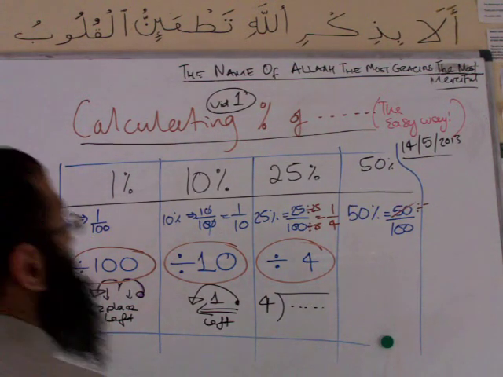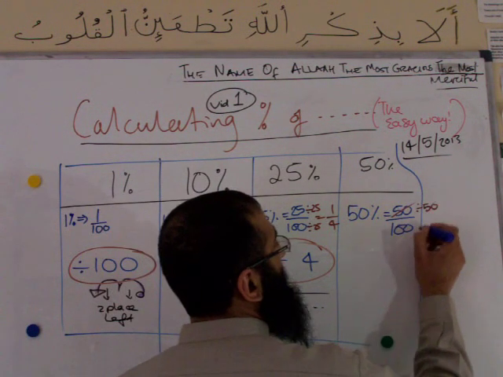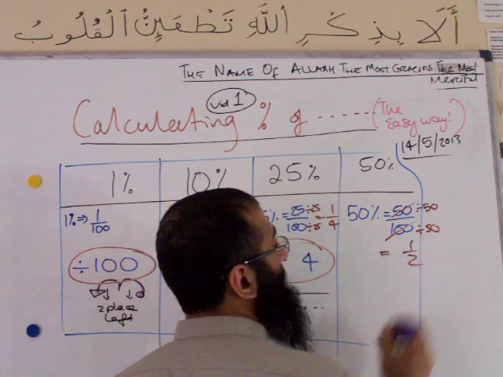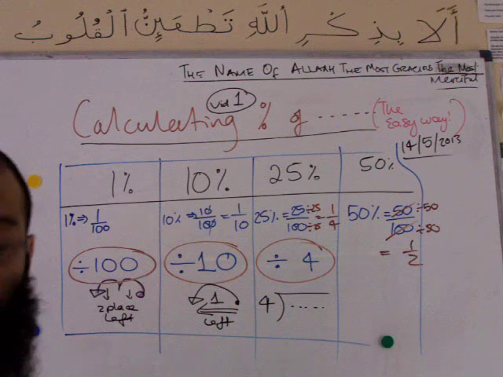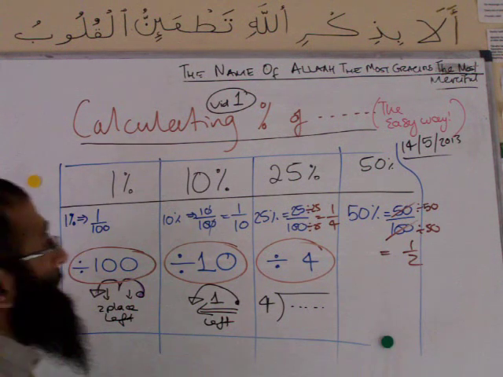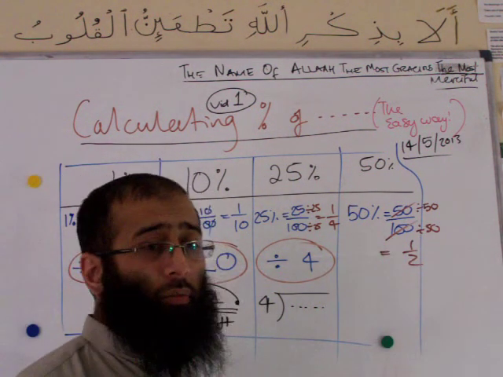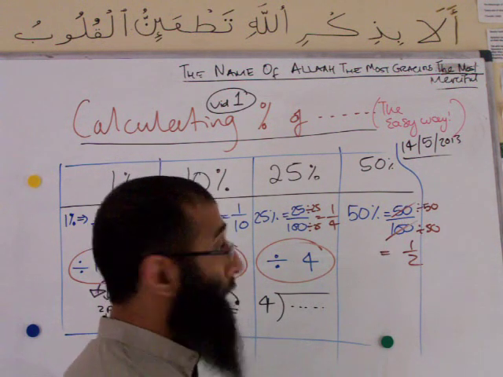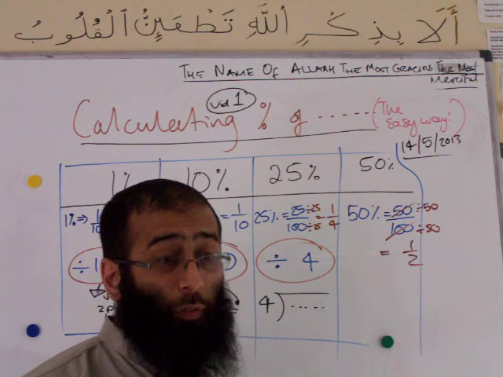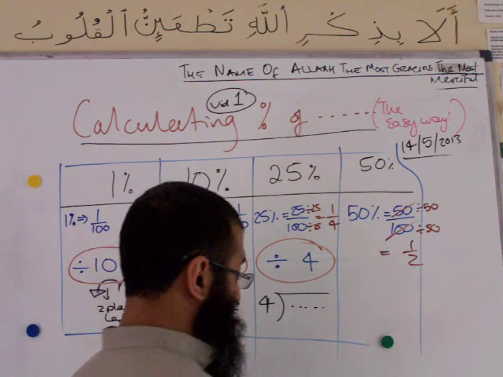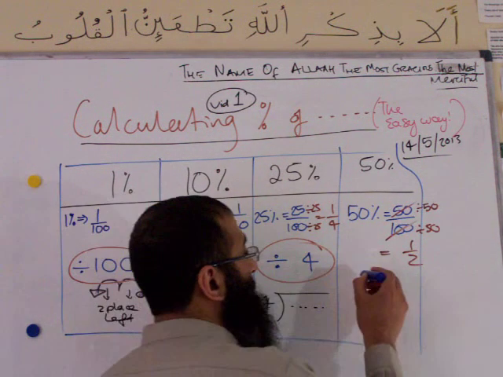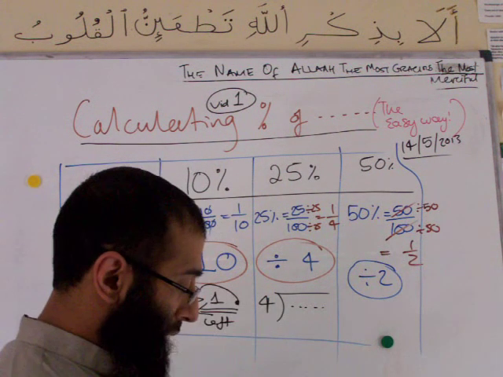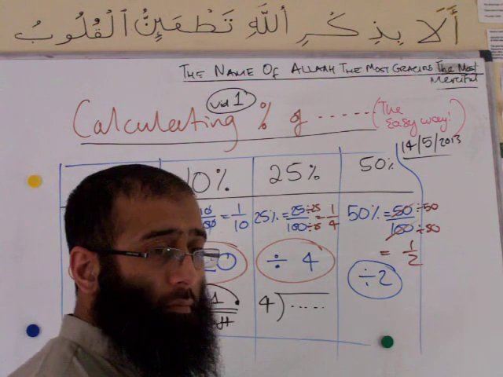Good. 50 divided by 50, 100 divided by 50. That'll give you a half. Okay? So 50%, when you go to a sale, a big sale, 50% off. 50% off means half price, basically, because 50% refers to half price. So when you're working out a half of something, we have to divide it by 2. Now, what is the technique for dividing by 2?